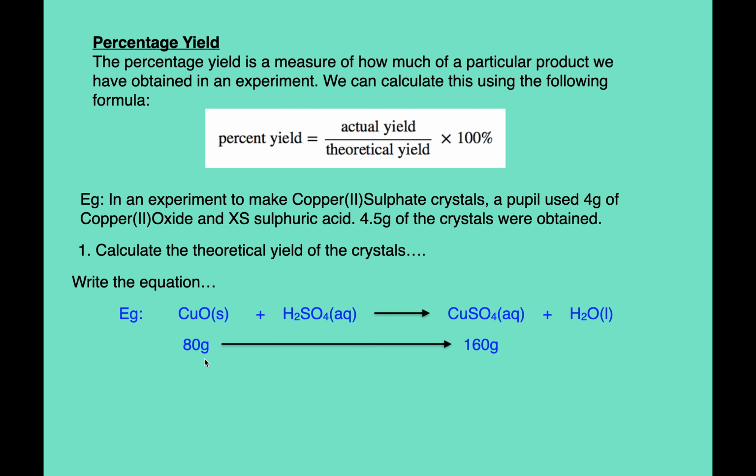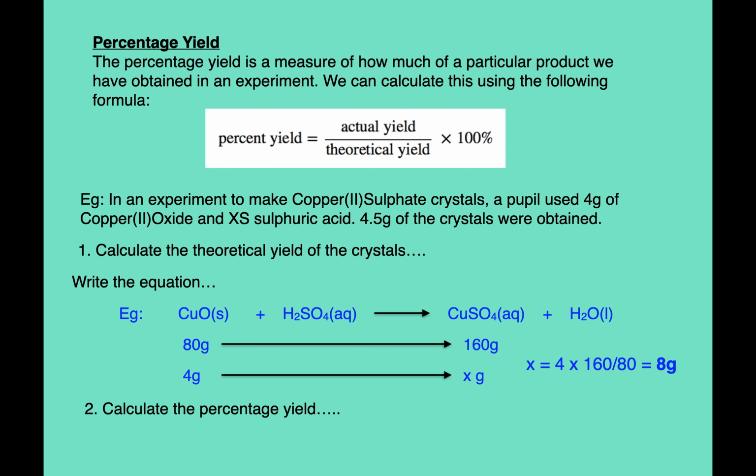But I didn't start with 80 grams. I started with 4 grams. Okay, 4 grams were used. So I should get X. We need to work out the theoretical yield. Well, you can see the simple relationship that X is going to be this times this divided by this. X is going to be 8 grams. So my theoretical yield is 8 grams. That will go in my denominator.